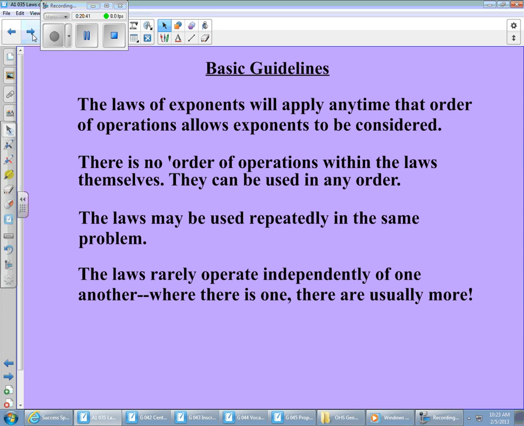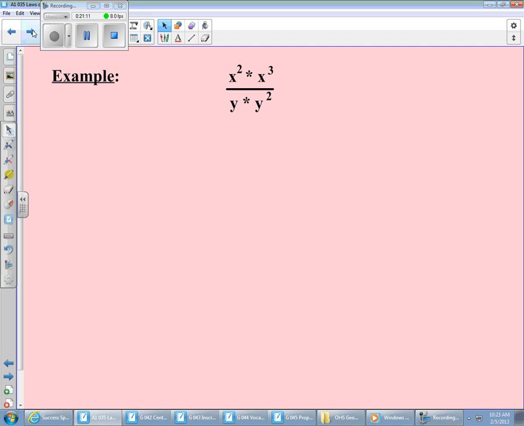And lastly, the laws rarely operate independently of one another. Usually the type of problems that we see, if there is one of the laws of exponents, there's probably more than one of them there also. Very rarely do we just get to work on like Law 3 and that's all. The problems we see usually use 2, 3, 4, sometimes even all 5 of the different laws before we actually get done with the problem. Okay, so let's take a look at some more in-depth problems and see if we can't figure out what they're doing.